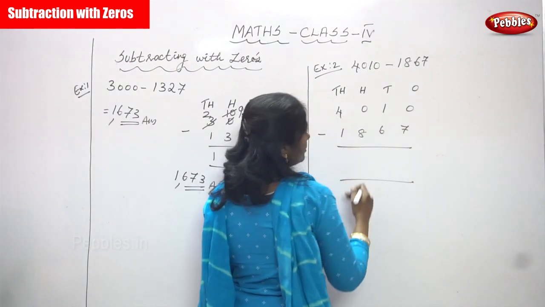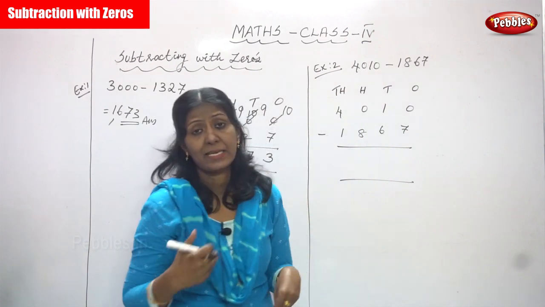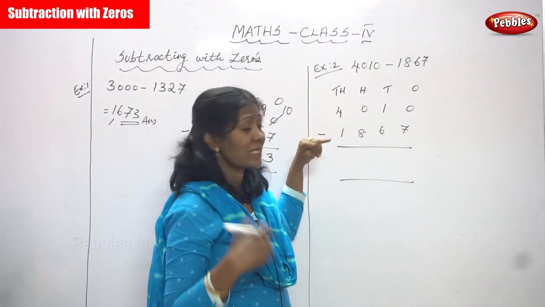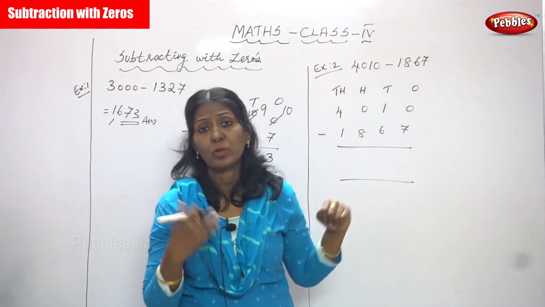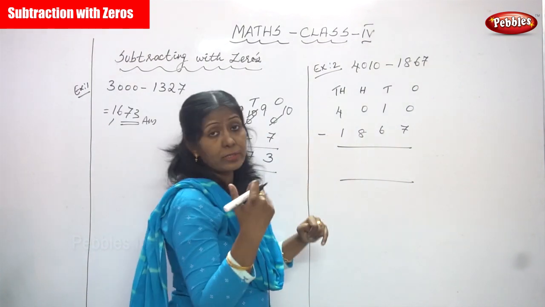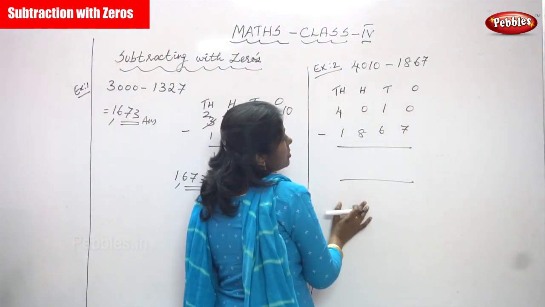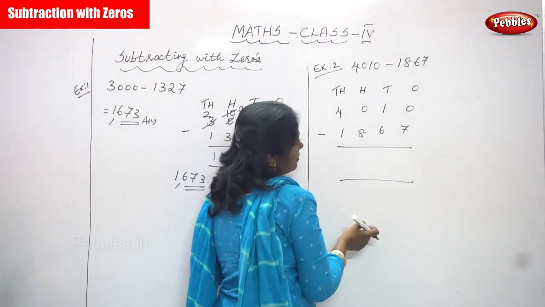So you have to write the first number on the top and the second number below, digit by digit. So first you have to write everything. Then you start subtracting right now.